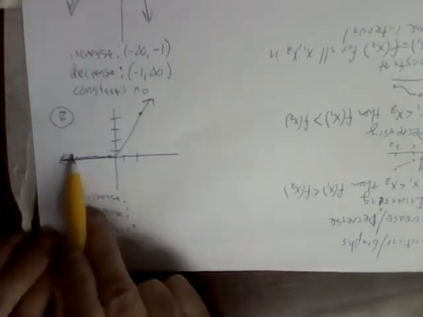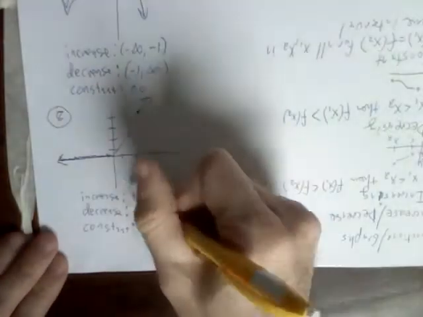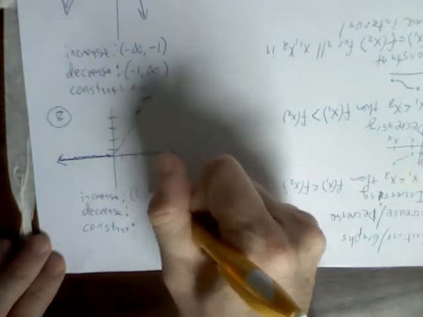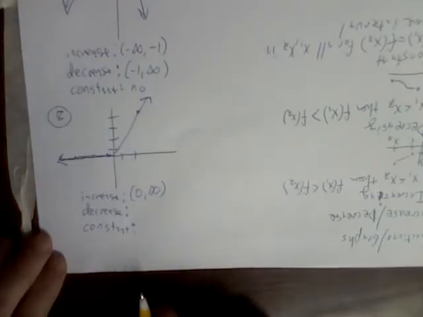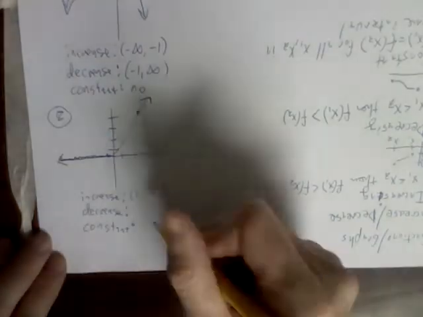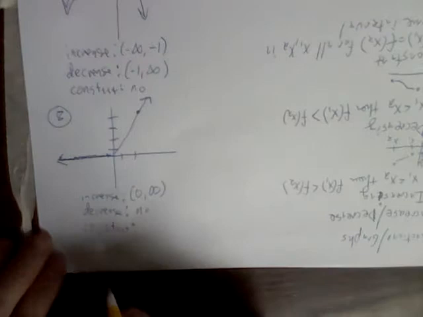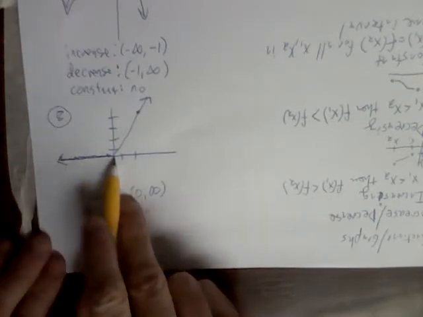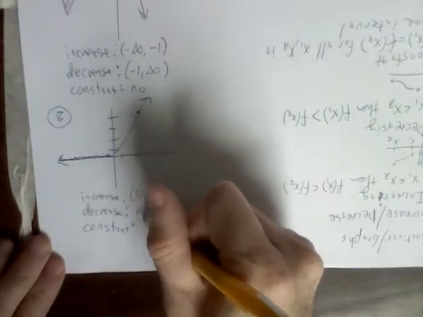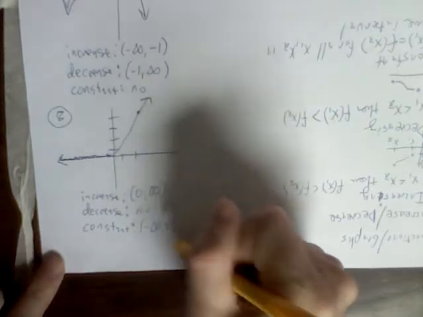So it's increasing from 0 on, right? So we'll put in 0 to infinity, and it's not decreasing anywhere. So we'll just write no. Constant then from negative infinity to 0. So it just stays the same in that interval. That's it.